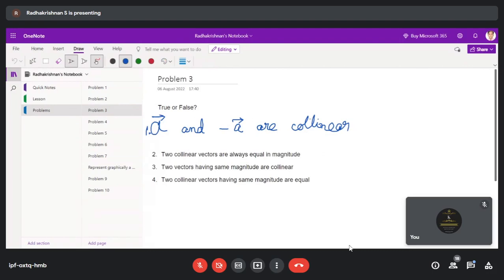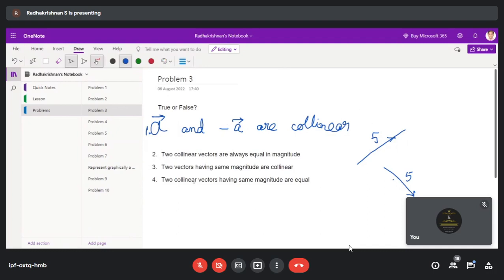Now if I draw, you will immediately say, okay. So this is one vector with a magnitude of 5 units and a direction, in this direction. There is another vector with the same magnitude of 5 units, right? So they are not parallel, right? So two vectors having the same magnitude are not collinear.